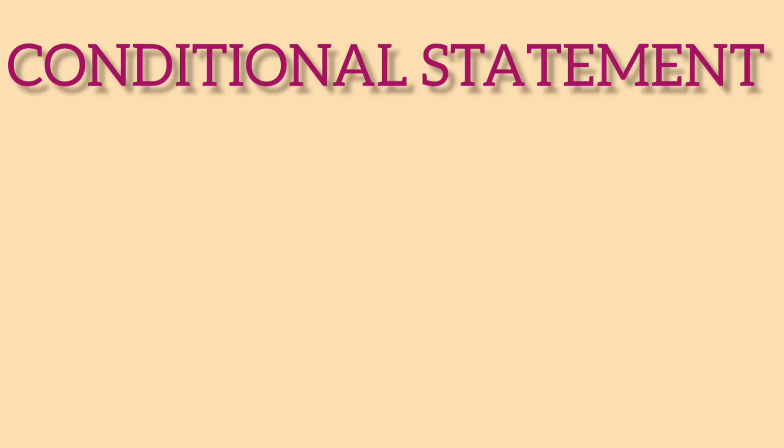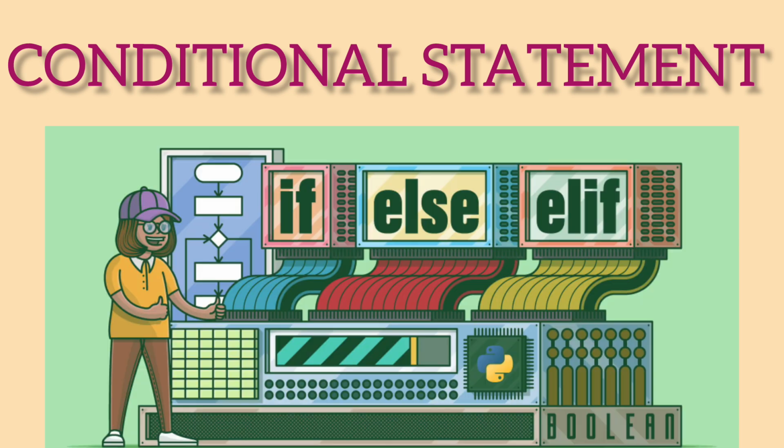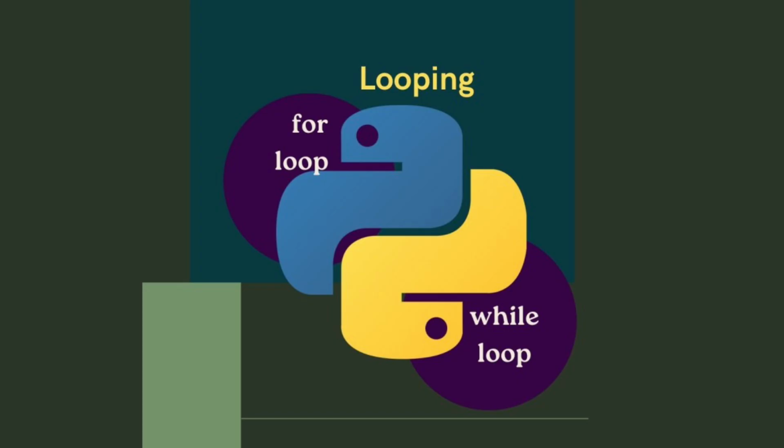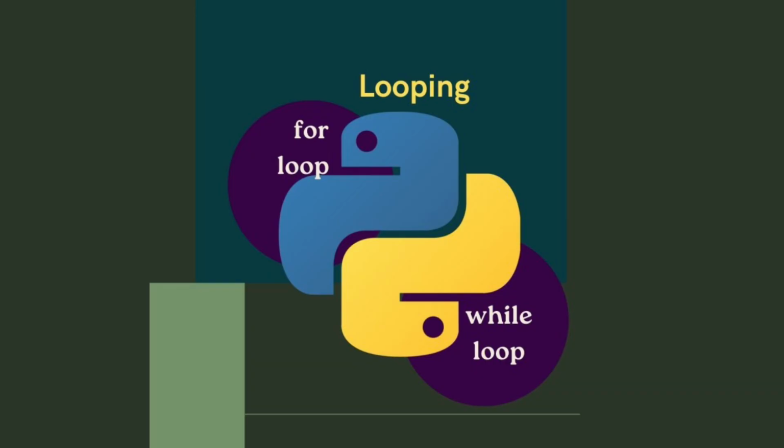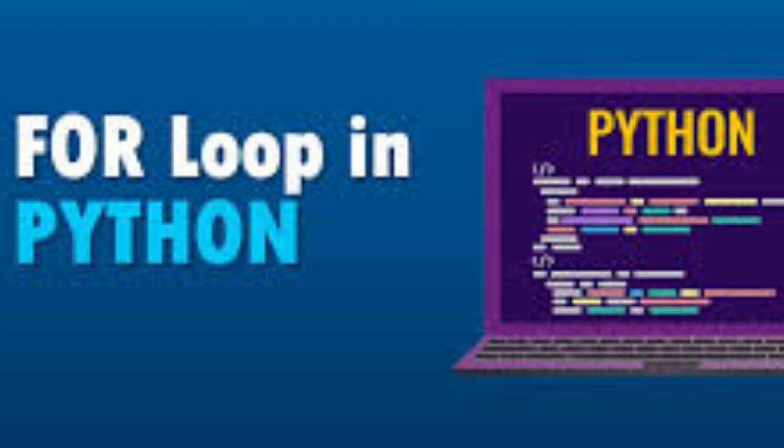In the previous lecture, we discussed conditional statements in Python, that is if, elif, else, and nested if. Today we will see loops and loop control statements in Python. So let's get started. Loops are used to execute a block of code repeatedly. There are two main types of loops in Python, for loop and while loop. Let's see for loop in Python.